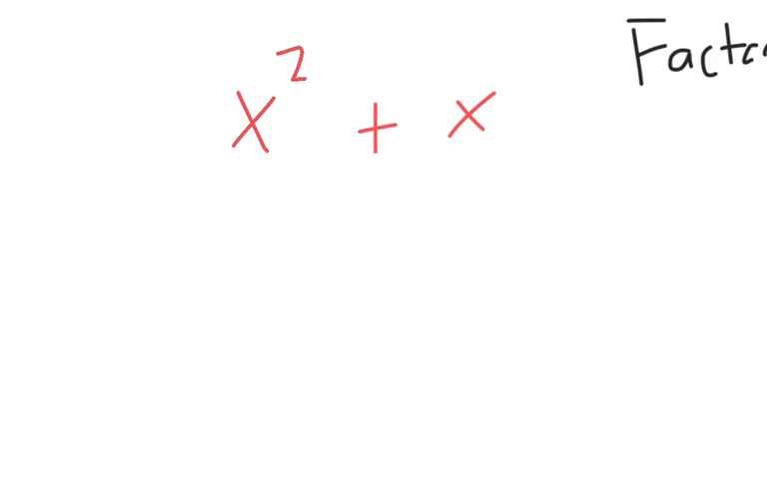But when I look at their variables, do they have a variable in common? They both have an x. What is the highest power of x that they both share? 1. X to the first. This can be written as x to the first, and this can be written as x to the first. So their GCF here would be an x. So we would factor an x out.